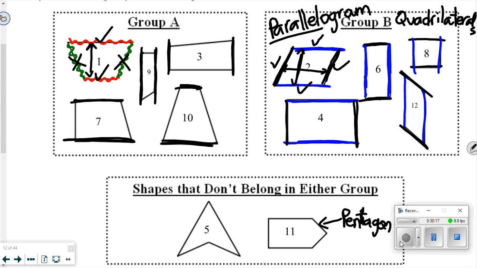Yes. So why doesn't it belong with my other quadrilaterals? What's wrong with it? It's got 4 sides like all my other shapes. Why doesn't it go with any of my other groups? Macklin? There are no parallel sides. So we're going to write 0 parallel sides. Yes, that shape is a quadrilateral, but it is not a parallelogram because it has 0 parallel sides.